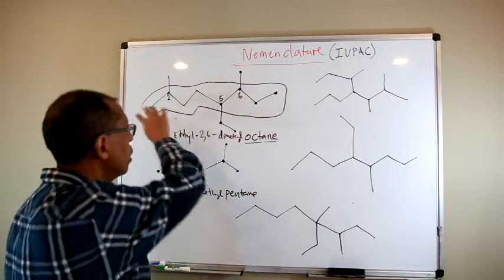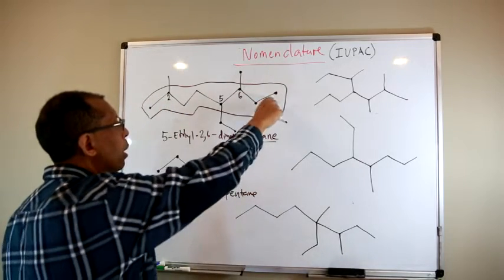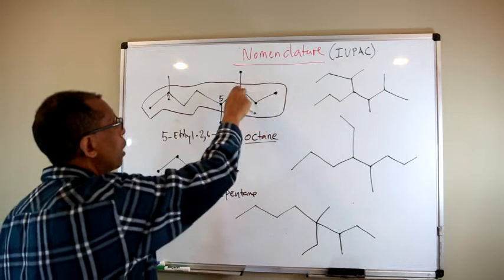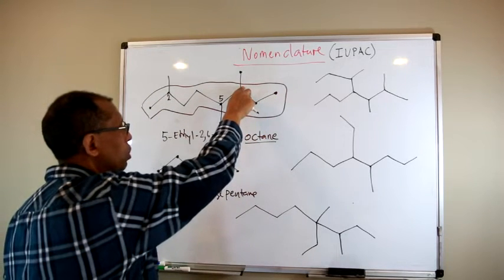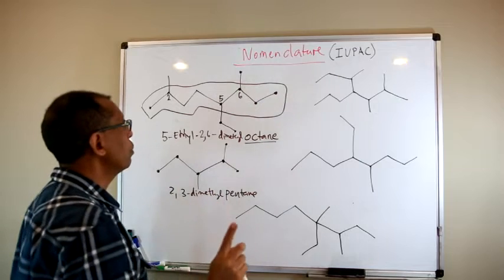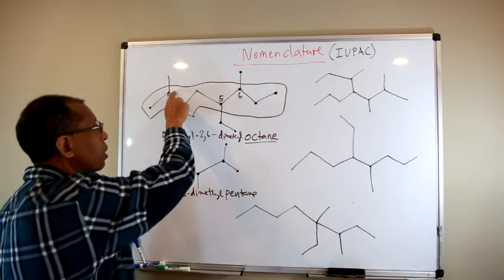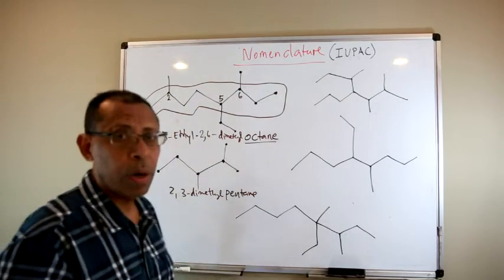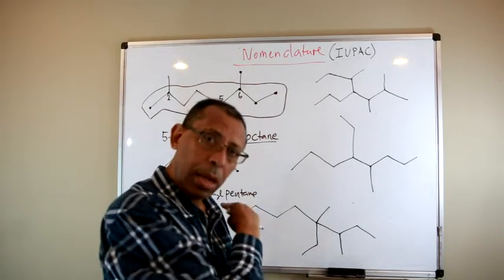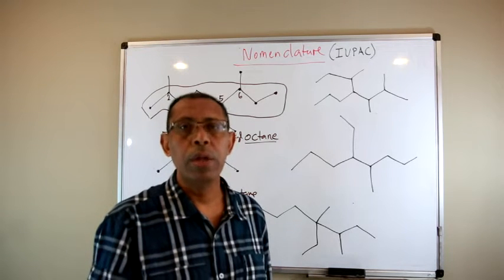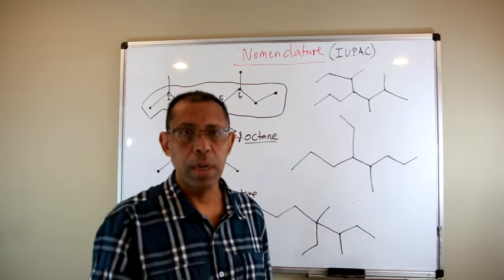That means in this example, if I count from this side, I would have 1, 2, and at 3 position is my methyl group. Rather, what you have to do is make the first substituent be at position 2 rather than at position 3. Therefore, start counting from the side where your substituent would have the lowest position in carbon number.